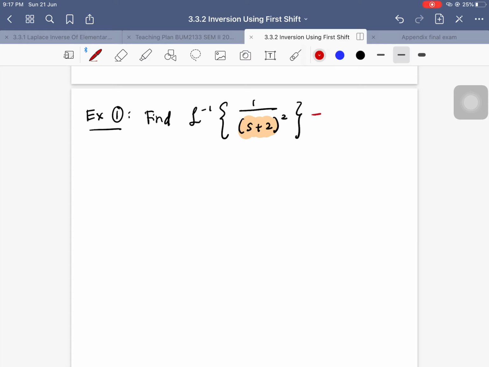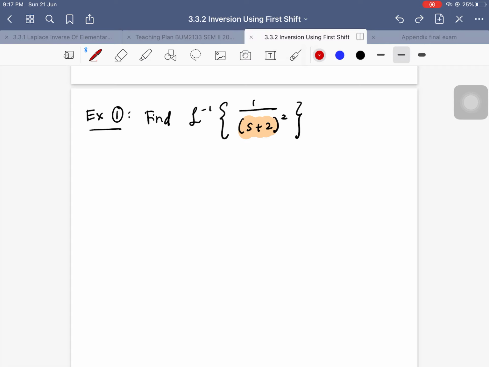And let me warn you, this is not equivalent to 1 over s squared plus 4. That is different. Do not simply expand this and become this and simply use the table. It doesn't work. (s plus 2) squared is actually s squared plus 4s plus 4. It is not equal to s squared plus 4. So don't give me anything like that for the final exam. I'm going to be super upset. Okay, so let's start with this.